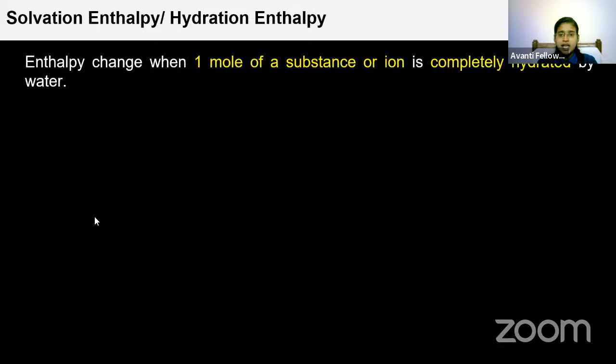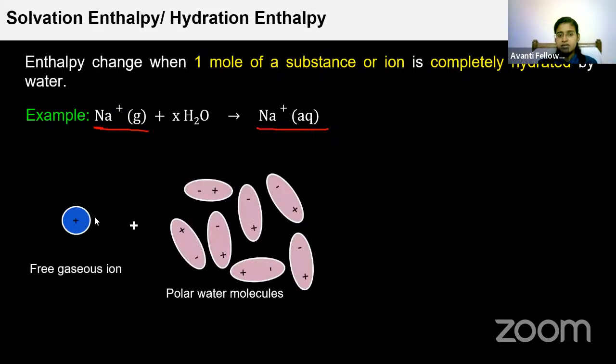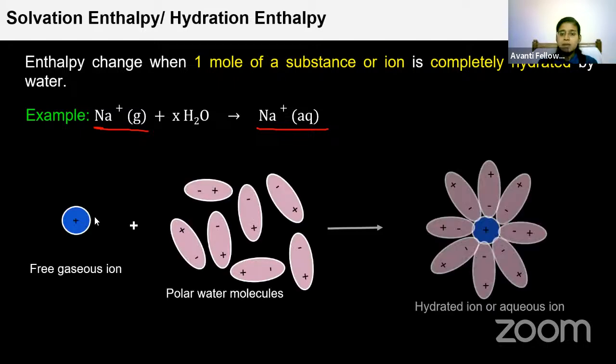Let me take the same sodium cation and treat it with X moles of water. What will happen? The gaseous ion will be converted to an aqueous ion by taking the water molecules. The free gaseous ion reacts with the polar water molecules and produces the hydrated ion. The negative end of the water molecule forms a bond with the free gaseous ion.